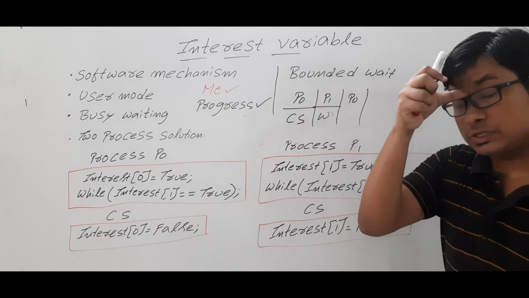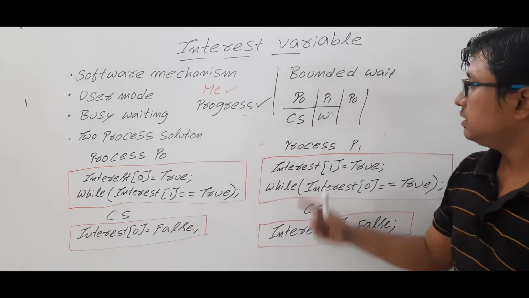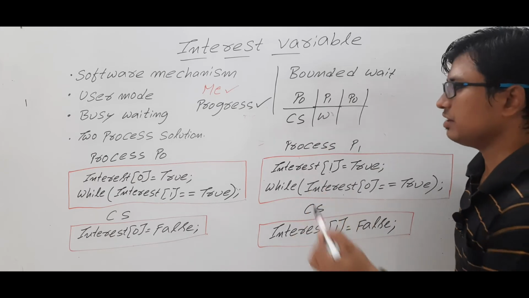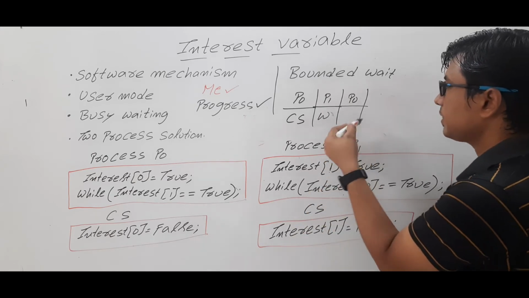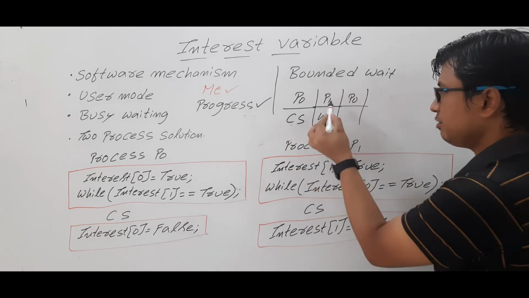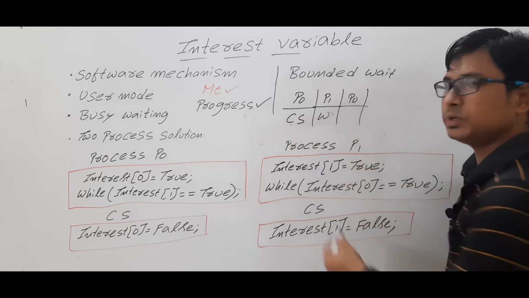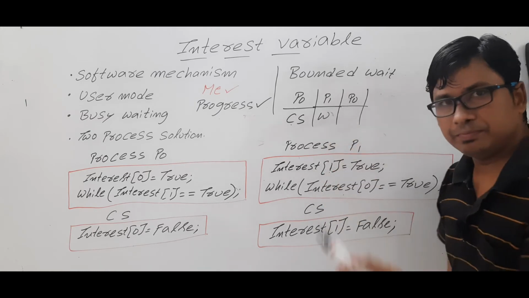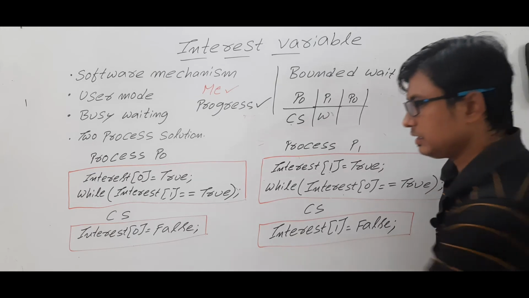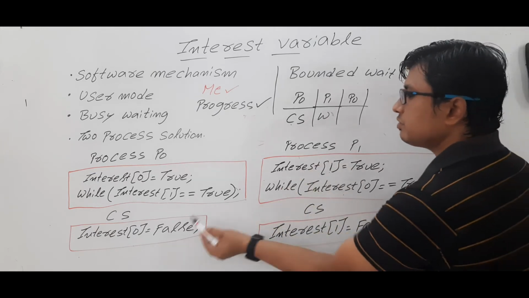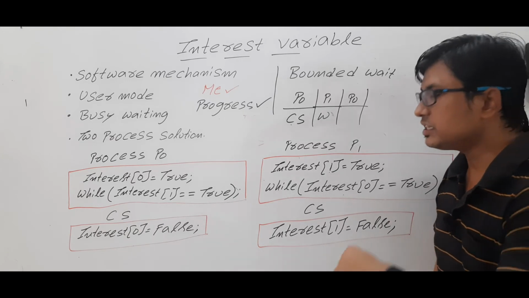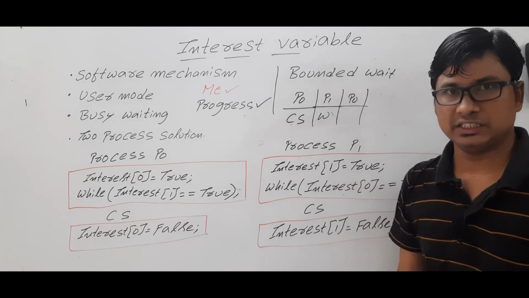Okay. Process P0 has left the critical section. It was again preempted, meaning P1 is preempted and process P0 is scheduled. Now it has completed the critical section and it has executed the exit section. So what will it do? It will set interest of 0 equal to false. Immediately, it again wants to enter into the critical section.